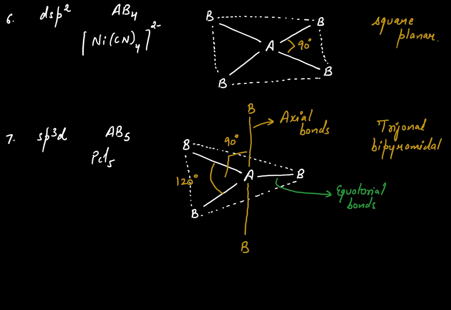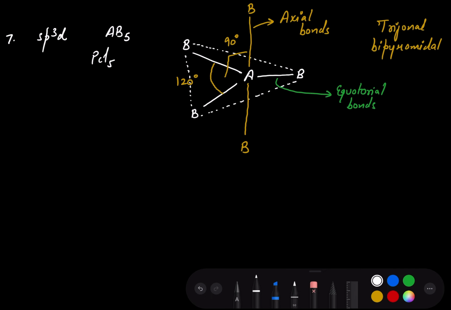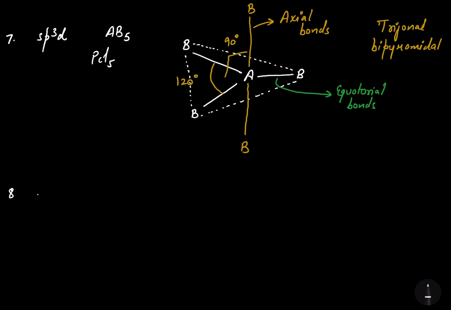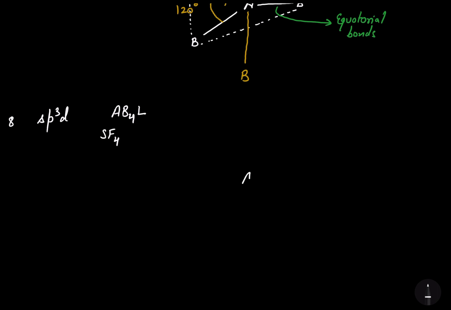Now let's talk about again sp3d but with one lone pair. Now I'm talking about the eighth one. Again sp3d but with one lone pair. So the general formula will be AB4L. I'm taking its example to be SF4. Now let's talk about the structure. Now A is positioned over here, the B is present over here and over here.